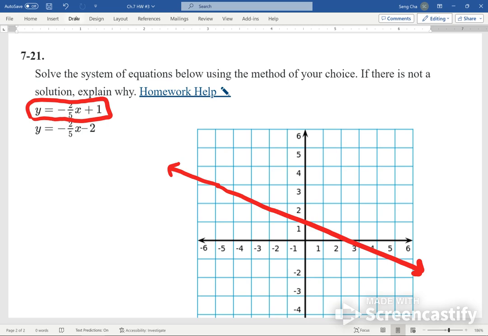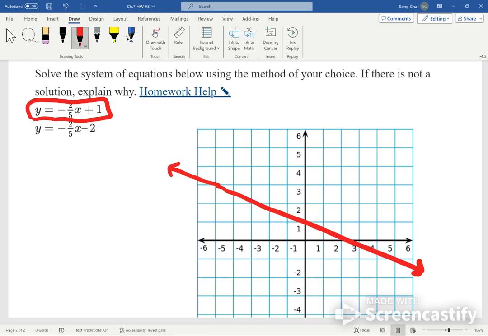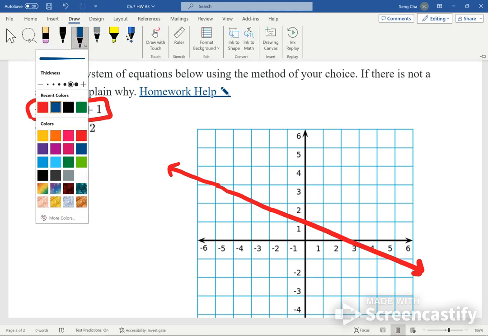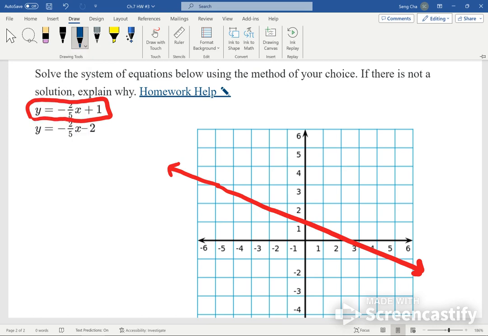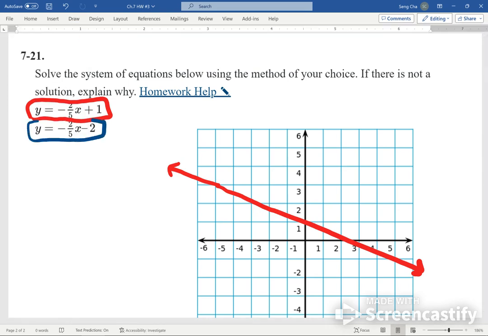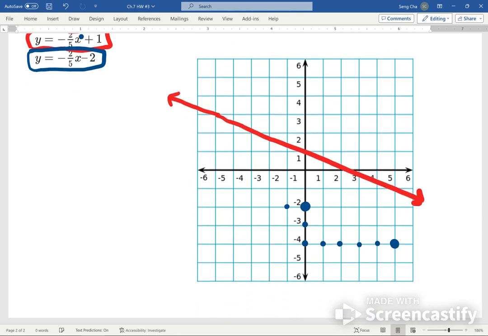Okay. Second one is this one here. We're going to start at -2. And then it'll be down 2 and over 5. Down 2, 1, 2, and over 5, 1, 2, 3, 4. Right there. And then opposite, left 5 and up 2. If we were to graph it, it would look something like this.